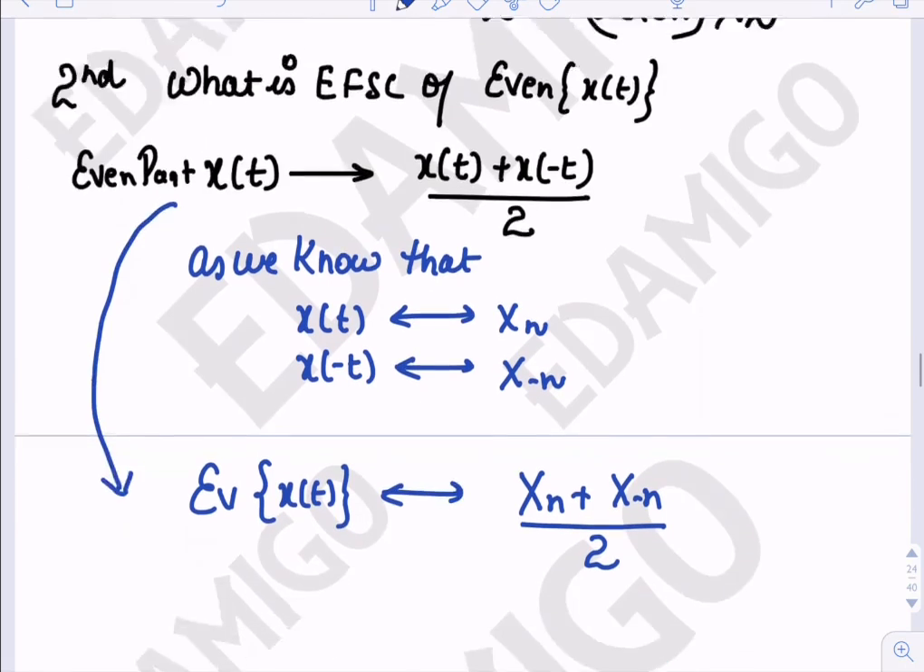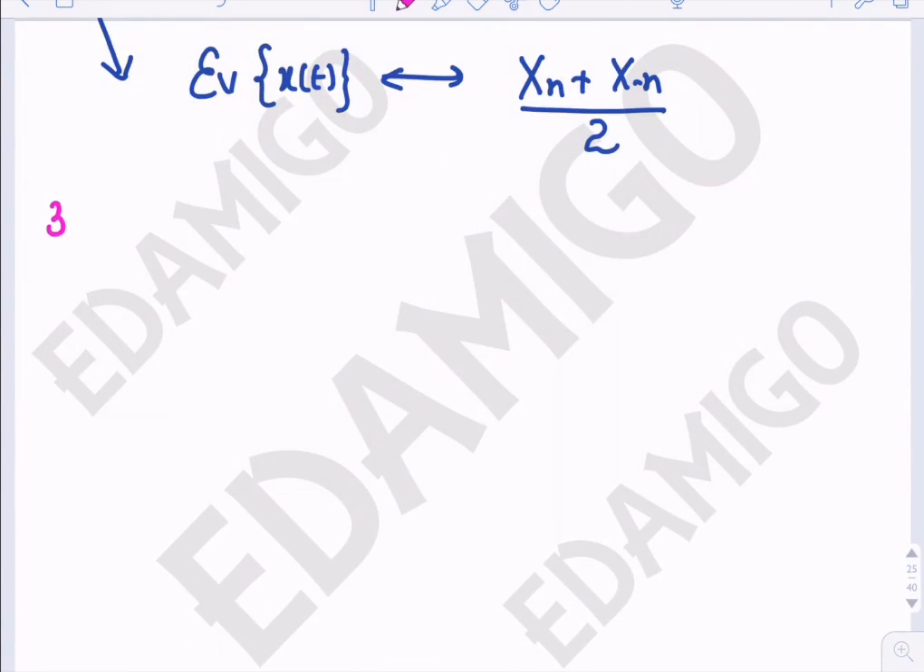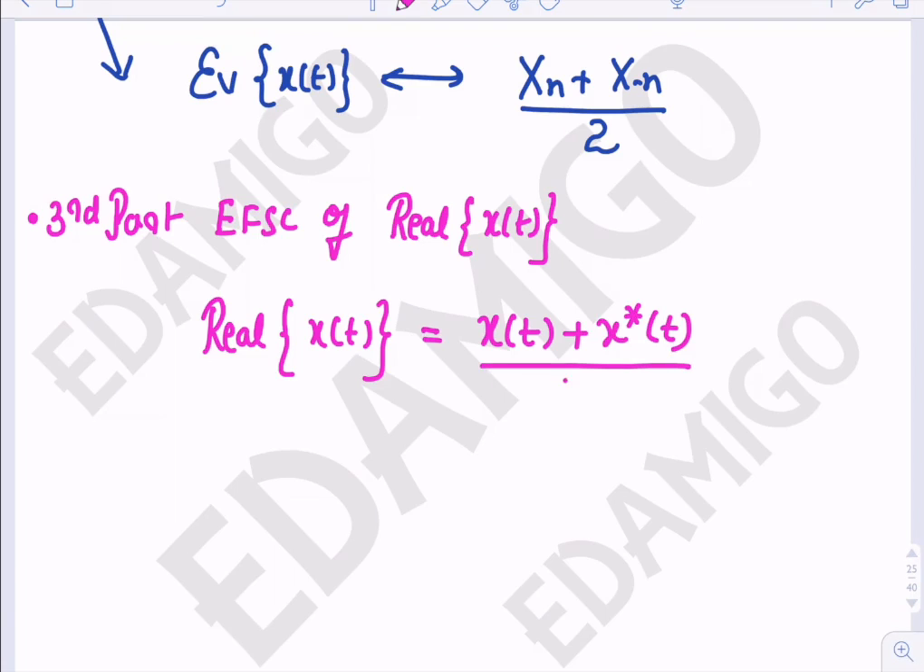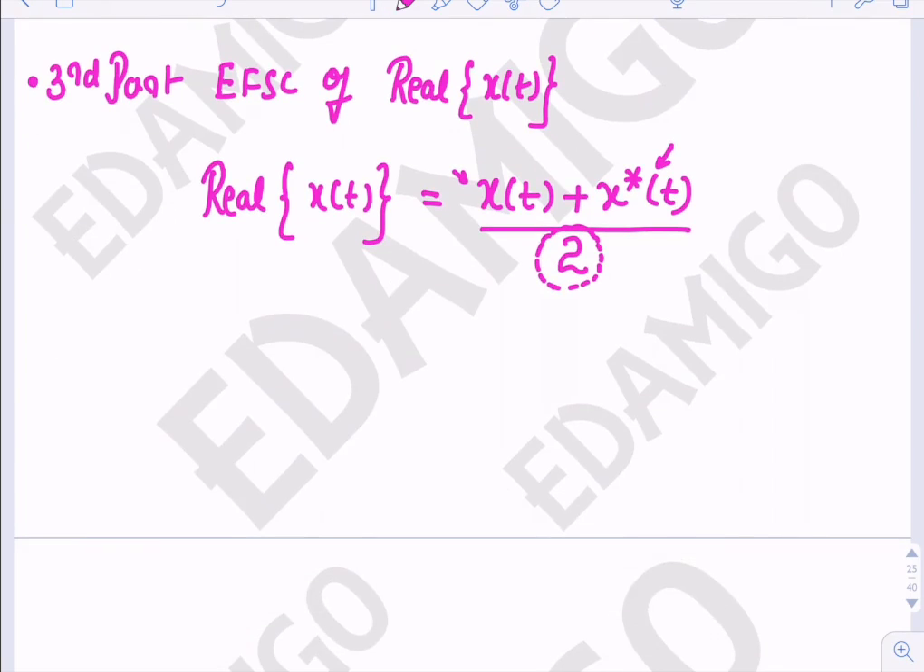Now let's look at the third part: the exponential Fourier series coefficients of the real part of x(t). If x(t) is any signal, then the real part of x(t) is equal to x(t) plus its conjugate, divided by 2. The signal is real part plus imaginary part, and the conjugate is real part minus imaginary part. When we add these two, the imaginary part cancels out and we get 2 times the real part, so we divide by 2 to get the real part of x(t).